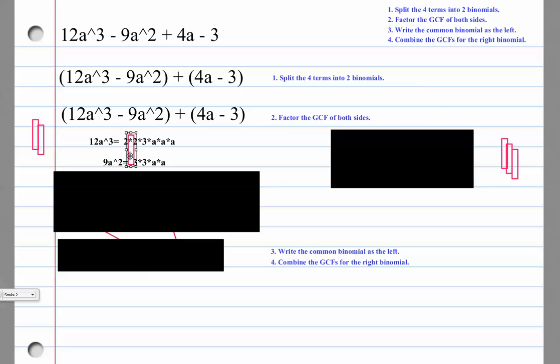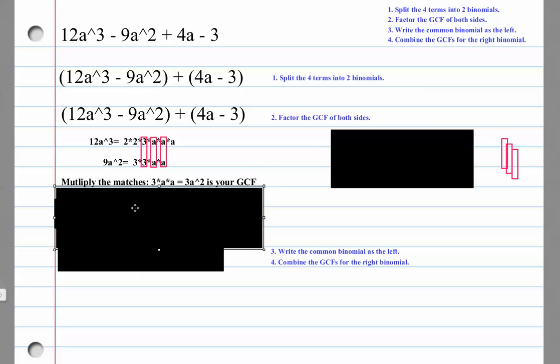So you're going to do the same thing. You're going to make a pair right here. There's a 3 in the 12a to the third, and there's also a 3 in the 9a squared. And then you're also going to find another a match here that is in both, and then another a. So after you find all of the matches, you're going to multiply them back together. So you multiply the matches back together, so that's 3 times a times a, and that gives you 3a squared. So that is the GCF of the left-hand side, 3a squared. Okay, so now we're done with that one.